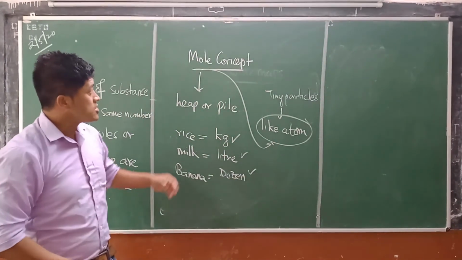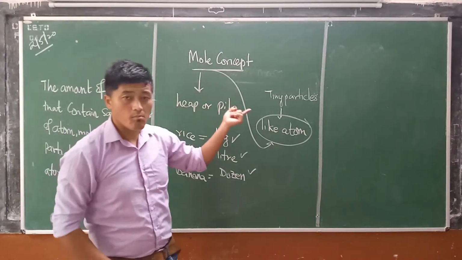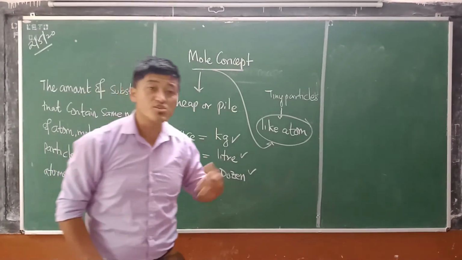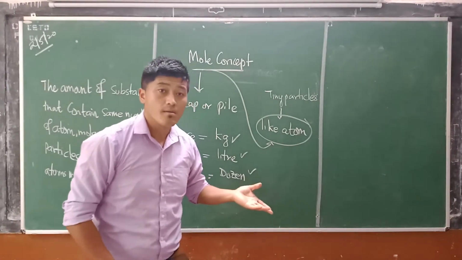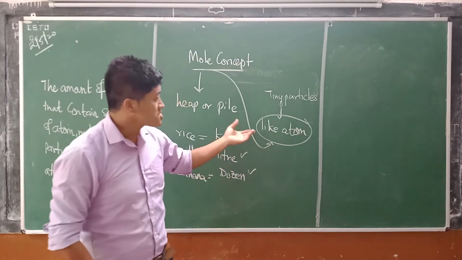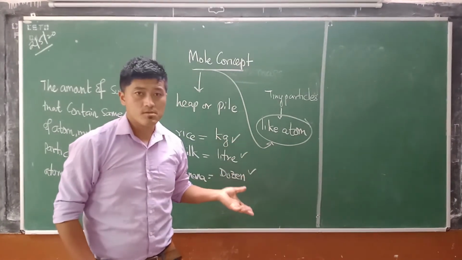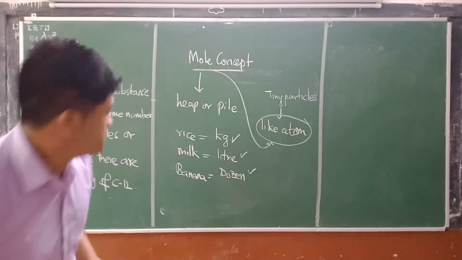So in a way, you can say what is mole? Mole is a way of measuring, a unit by which we can measure small tiny particles like atoms. Is that clear? Let's go for it.